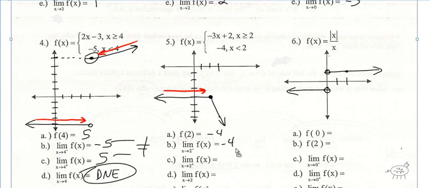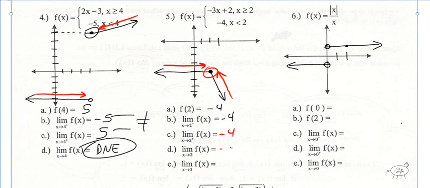Okay, what about from the right-hand side? Well, here we're going this way, right? We're coming from the right-hand side, from the positive side. Again, we're looking at the y value. What's that y value? It's negative 4. It's approaching negative 4. All right, so what's the two-sided limit? Well, negative 4, because these are the same.